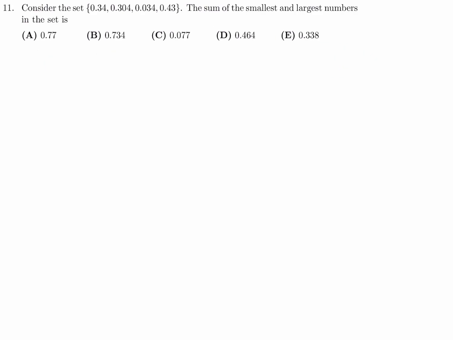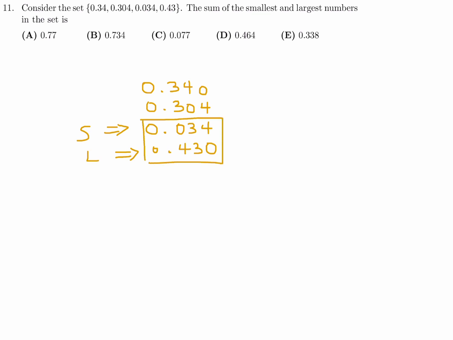Consider the sum of the smallest and largest numbers is... 0.34. Let's write them one on top of the other. Makes it a little bit easier to tell which is smallest and which is largest. And the last one, 0.43. Okay, well, the largest is obviously this guy right here. The smallest is this one. So this is the smallest, the largest. What do they want? The sum. Okay, so I've got to add these two. 0.464, and that would be D for number 11.